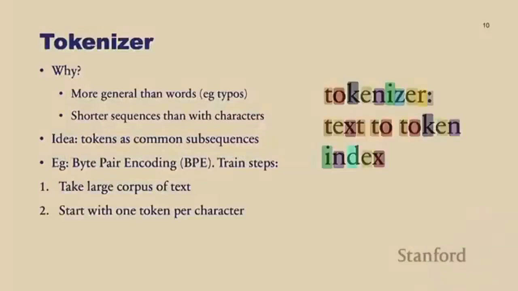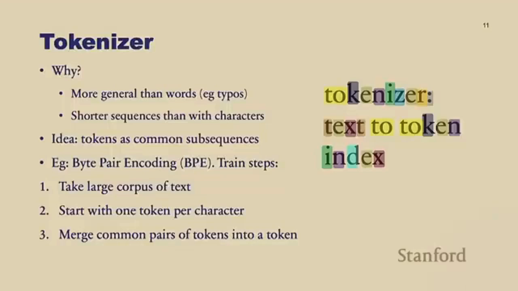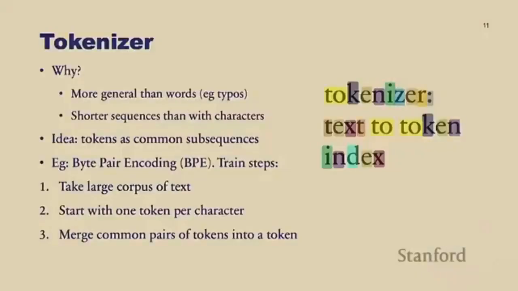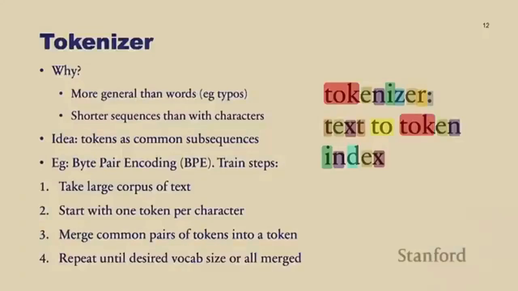So this is my large corpus of text with these 5 words. Then you associate every character in this corpus of text with a different token. So here I just split up every character into a different token, and I color-coded all of those tokens. Then you go through your text, and every time you see the most common pair of tokens next to each other, you merge them. So here you see 3 times the tokens T and O next to each other, so you say this is a new token. And then you repeat that.